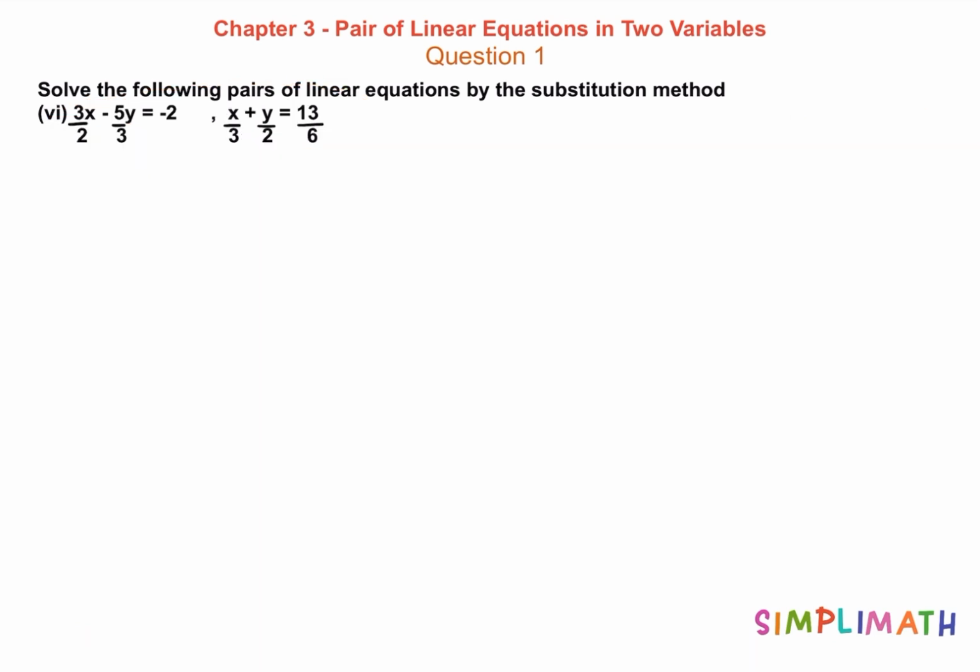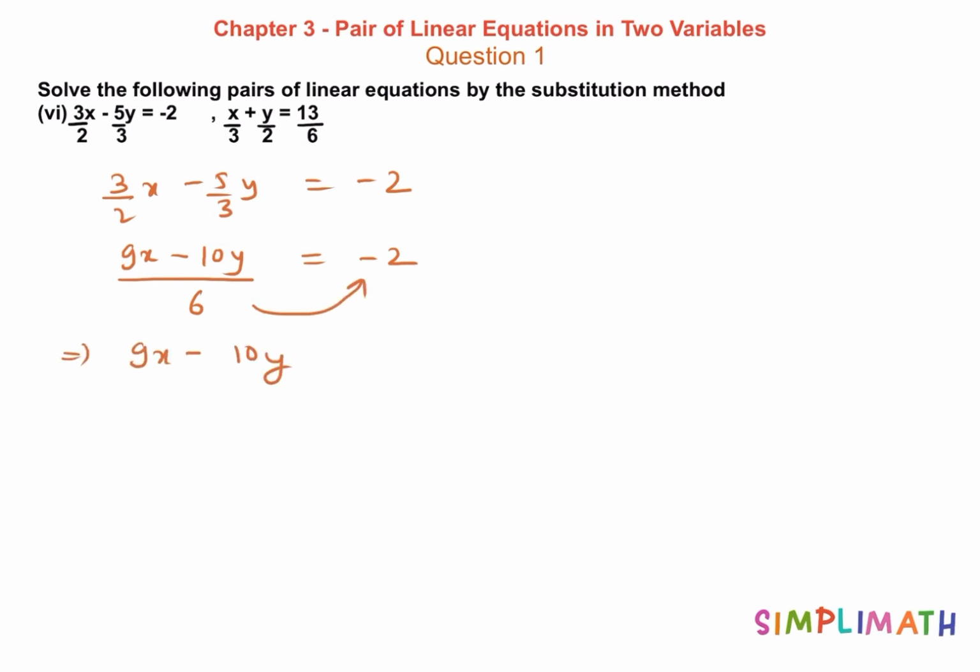Now the last part of the question has a pair of linear equations. It is 3 by 2 x minus 5 by 3 y equals minus 2. Now let us solve this. We take the LCM on the LHS. So we get LCM as 6 and we get 9x minus 10y upon 6 equals minus 2. Now we take 6 to this side. So we have 9x minus 10y equals minus 12. So this is our equation number 1.